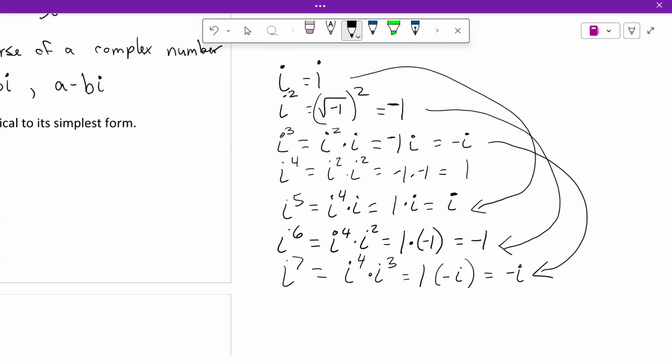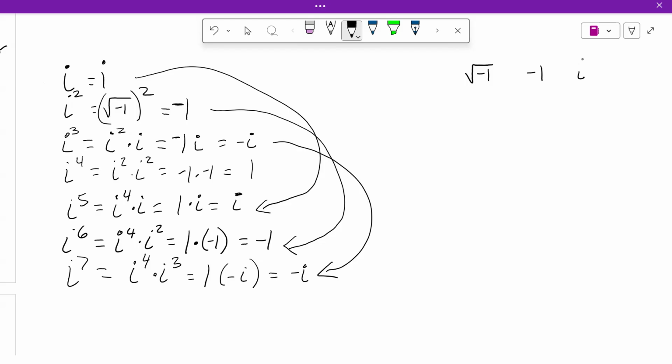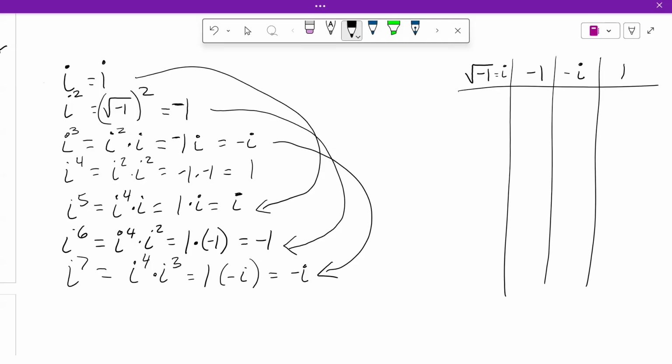So let me make up a table to help us out. Okay, so here's our table. This is i to the first. This is i squared, i cubed, i to the fourth, i to the fifth, i to the sixth, i to the seventh, i to the eighth, i to the ninth, i to the 10th, i to the 11th, i to the 12th, i to the 13th. Do I need to keep writing? No, I don't need to keep writing because it follows the same pattern forever.